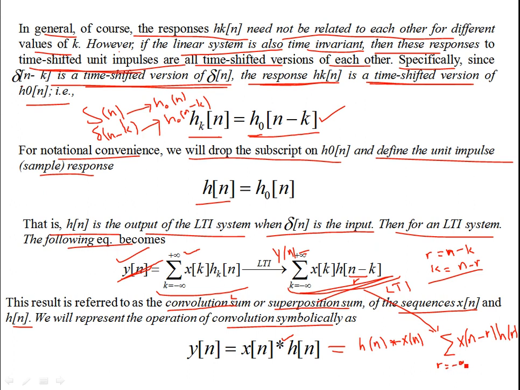You can even bring back k, and you can write the expression as x of n minus k, h of k. This is also the same thing. This is again y of n. It's not important whether it is h of n convolved with x of n, or x of n convolved with h of n. The result is the same, y of n. So the convolution is commutative as well. Symbolically, in the literature, this is denoted by an asterisk.